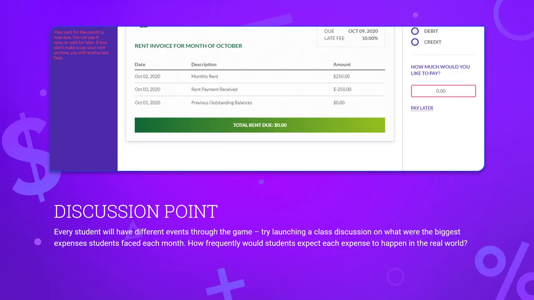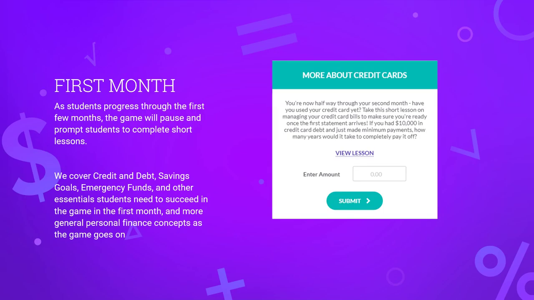So actually, as they're playing through the game in the first month, they're going to see a bunch of different life events. There's a few different ones that I'm going to highlight just so you understand where this is coming from a teacher. The first thing they're going to see is one of these green lesson cards. So in this case, we're asking the students how long it's going to take them to pay off a credit card.